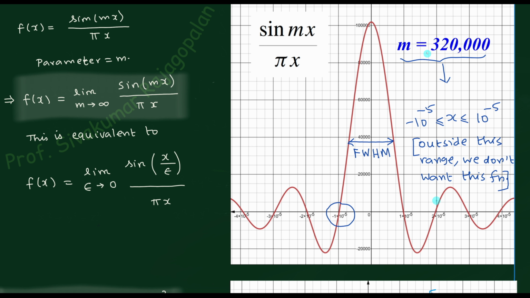This is the graph that I am drawing for a typical value of 3.2 lakhs. If you change this 3.2 lakh to 10 lakhs, then this peak will go to a very high value, and this width will become narrow. So the full width at half maximum will become smaller. Then we say that the peak is becoming sharper and sharper. It becomes a sharp peak.